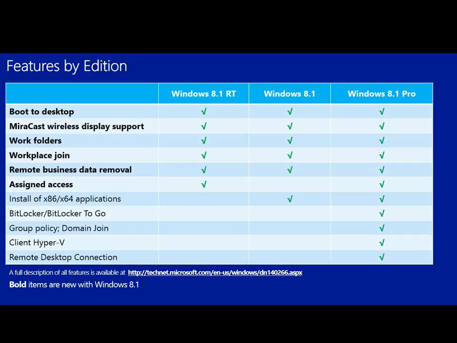Simple. If a client wants to connect to the server, automatic, it's a Windows 8.1 Pro. Because with 8.1 only, there's no remote desktop connection, there's no group policy, and you cannot domain join. So that's the differences between 8.1 and 8.1 Pro.